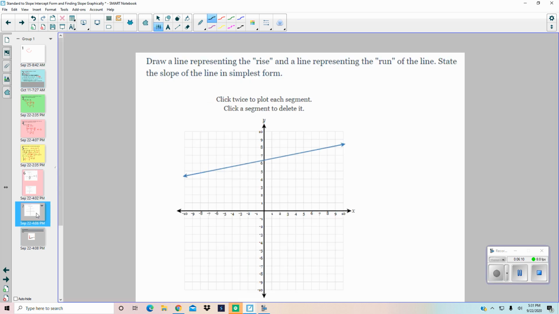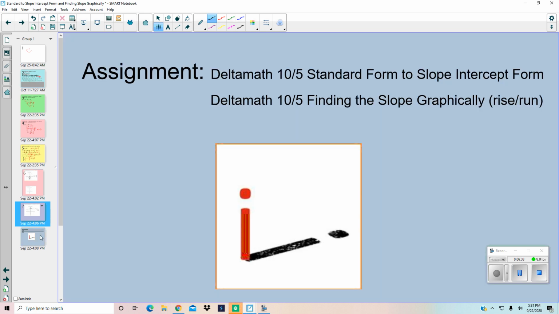Let's look at another one. Okay, so you need to pick 2 points that cross. So there is one and there's another one. Again, this is a positive slope because it's going uphill from left to right. So the rise is going to be 1. The run is 1, 2, 3, 4, 5. So the answer is going to be 1/5. Rise over run, 1 over 5. Okay, so that was 2 assignments there in Delta Math: standard form to slope-intercept form where you're just solving for y, and then finding the rise over the run.